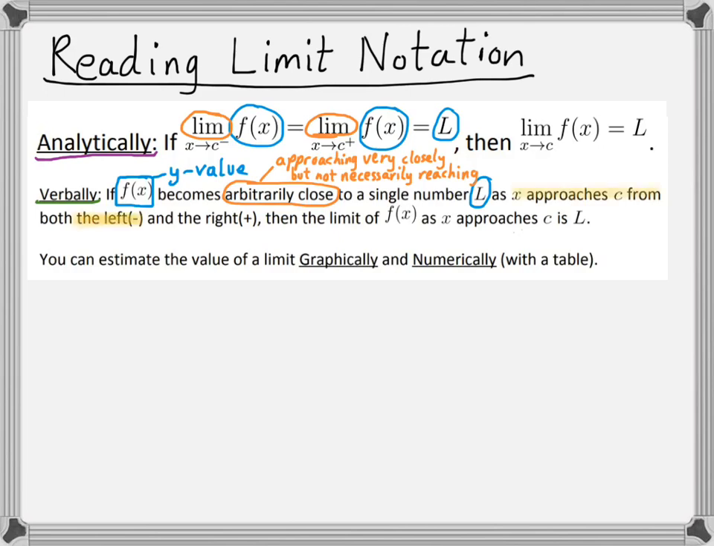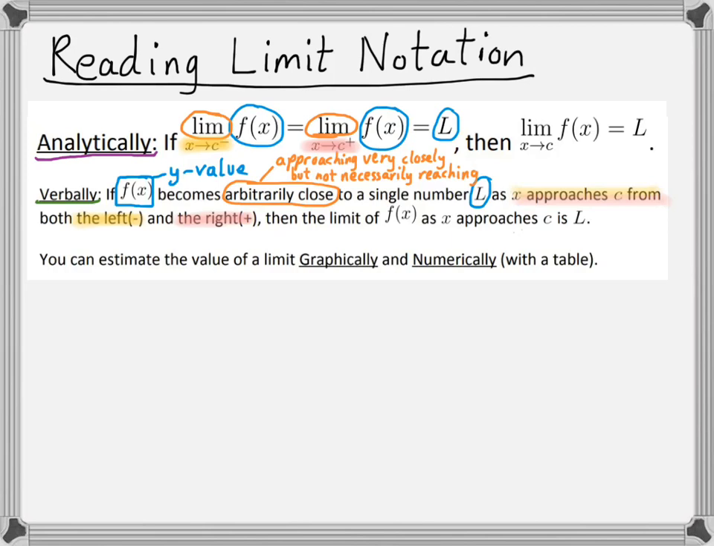As x approaches c from both the left and the right. X approaches c from the left is indicated by a little minus sign raised kind of like an exponent. So we have there the limit as x approaches c from the left for f of x. And then we also have x approaches c from the right, which is indicated with a plus sign.